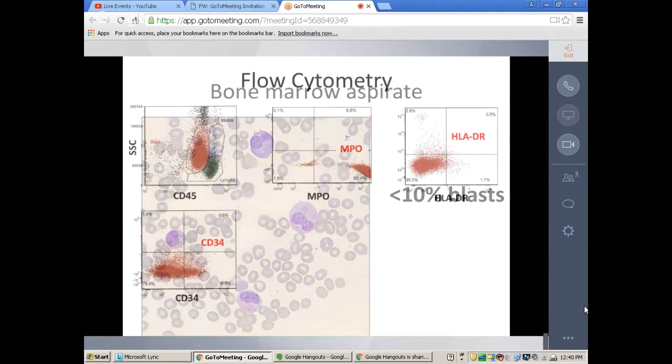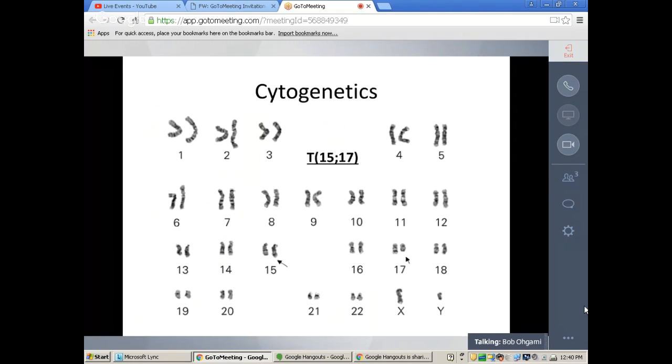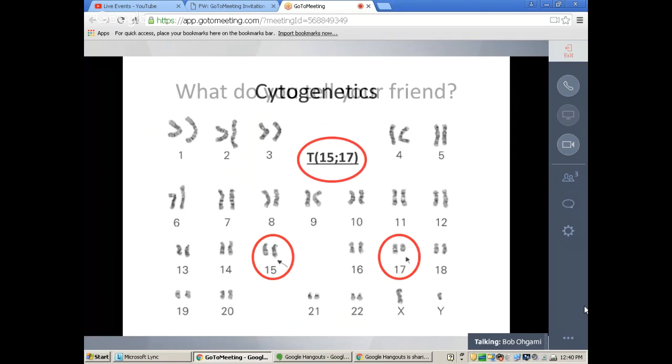Flow is done, and the flow looks a lot like that other case, and then you have blasts that have high side scatter, indicating granularity or internal complexity in the cell. There's high MPO expression. There's no HLA-DR, there's no CD34. Cytogenetics are performed, and there's a 15;17 translocation. And so what do you tell your friends?